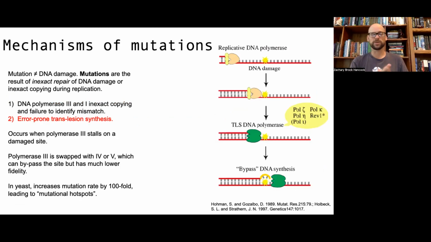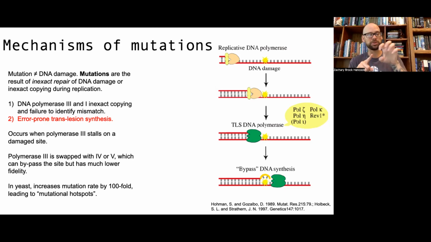So the second mechanism I want to talk about is one that you've probably heard a little bit less about, and that's error-prone translesion synthesis. And this occurs whenever DNA polymerase 3 stalls out on a damaged site. So imagine, again, where replication is occurring, DNA polymerase is walking along in the 5' to 3' direction, adding in nucleotides. However, if it reaches a site where there's some DNA damage, let's say, for instance, there's a thymine-thymine dimer. This is where you have two thymines that are bound together, right? So this binding together of the two thymines stalls out DNA polymerase. It doesn't know how to keep going because of this damage.